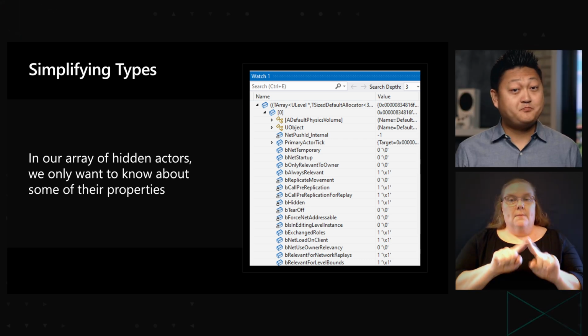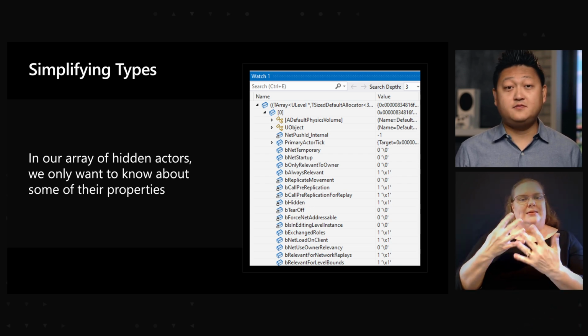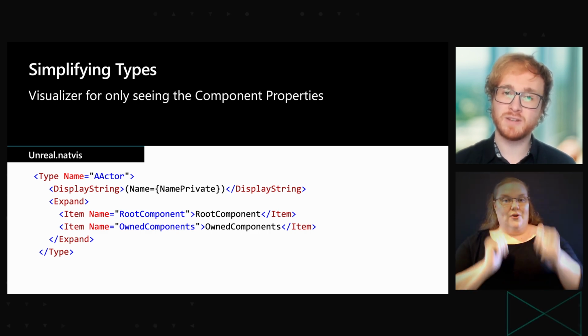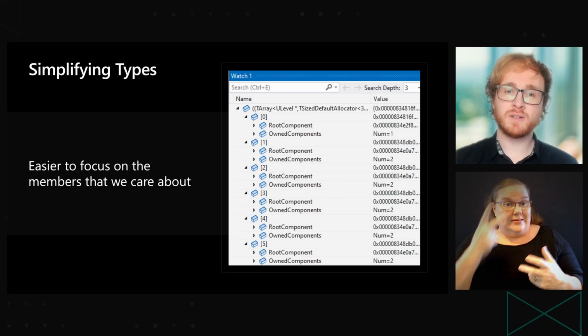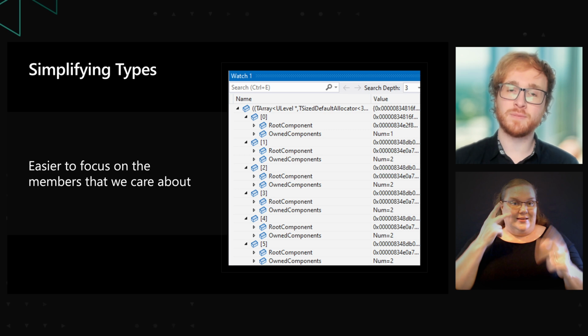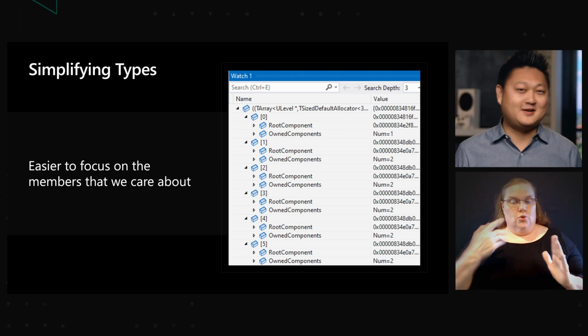With natvis, you can simplify the type to give you exactly what you want. Yes, this is a visualization that specifies the members of actor that we care about and want to see. Now we have our filtered array, and we are able to see only the members that we care about for the actors that are in the array. Thanks, Keith. This is awesome.